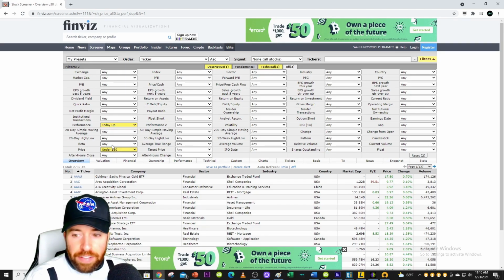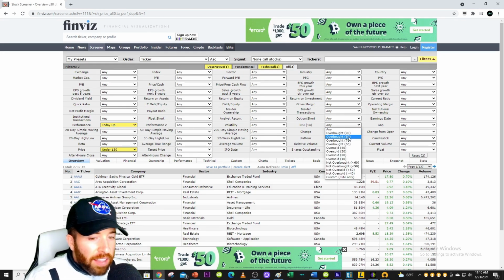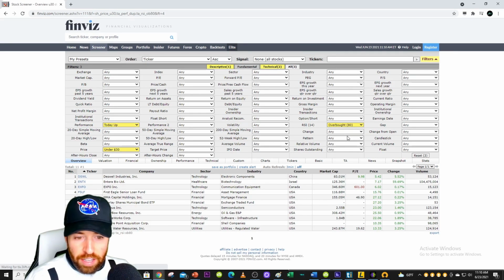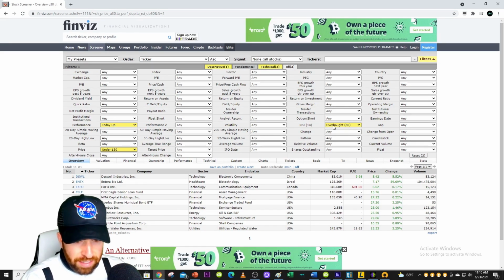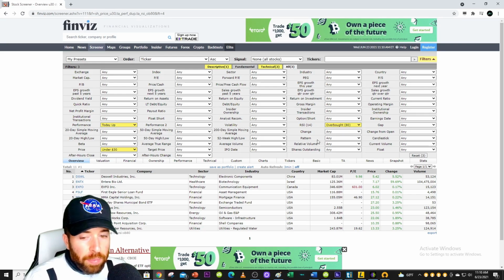Well, obviously the big thing that we're going to be looking for, guys, is the RSI. The RSI, the higher we go with overbought, the better chance we have of seeing a big dump. So just with these 3 screeners alone, we can already see 11 different plays that are probably overbought.